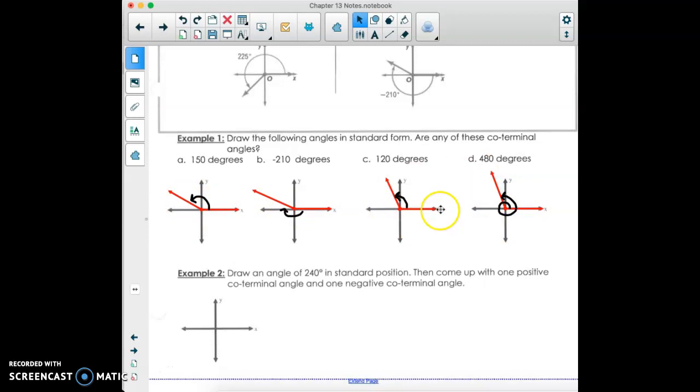They have the same initial side, they have the same terminal side. Again, notice, they do not have to have the same angle measure to be coterminal. They must only start and end in the same position.